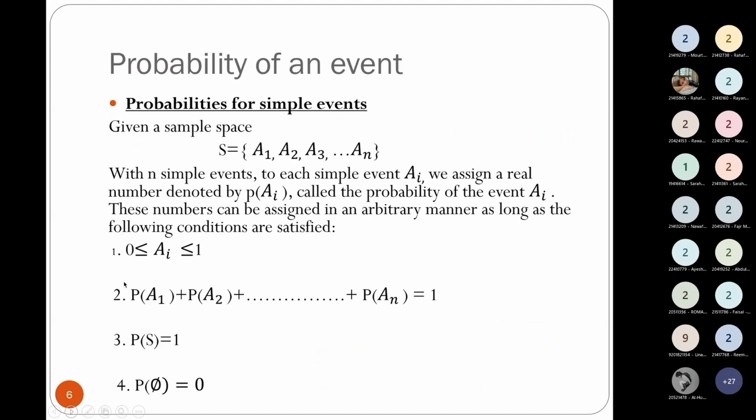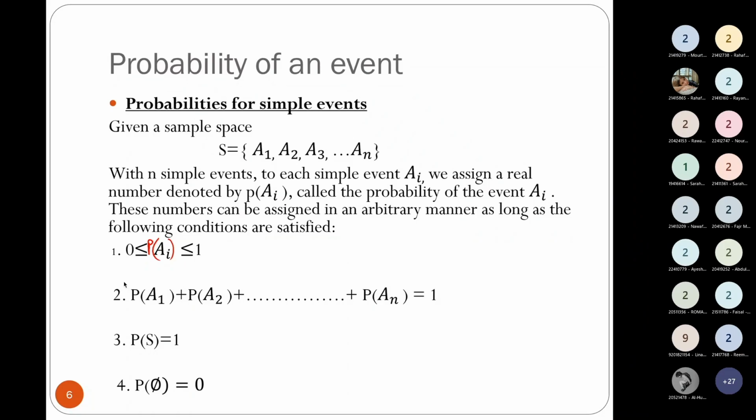The probability of events. If we have the sample space and the sample space contains the events A1, A2, A3, okay? So the probability, this is P, not B. This is P of A. The probability of any event A must be greater than or equal to 0 and less than or equal to 1. The probability is not negative and not greater than 1.